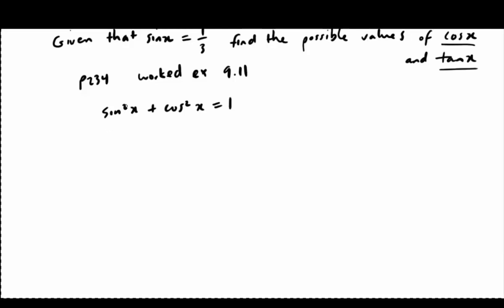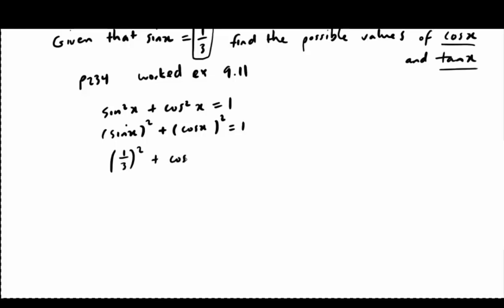So what does this square mean? It actually means the exponent goes on the outside. So this is equivalent to cos x squared equals 1. But we know what sine x is. Sine x is 1/3. So what we have is sine x is 1/3. We have cosine x squared equals 1.